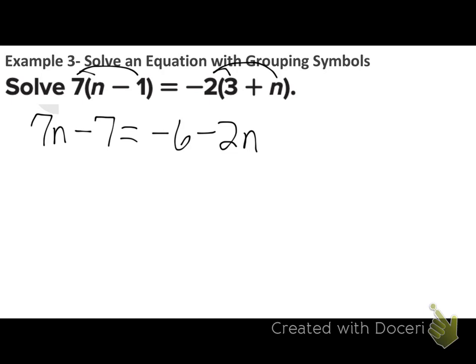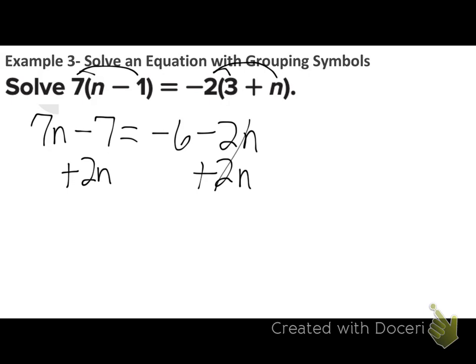I've got negative 6 minus 2n. What's the inverse of subtraction? Addition. So I can add 2n to cancel it out on this right-hand side. Whatever I do to one side, I've got to do to the other side. We okay with that?